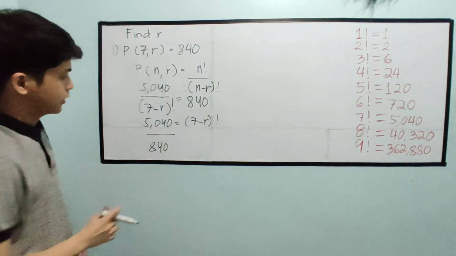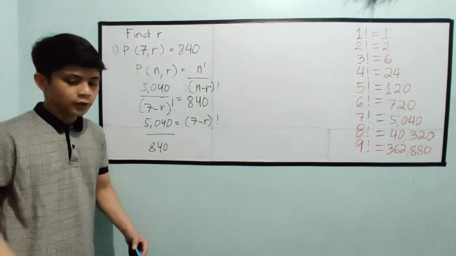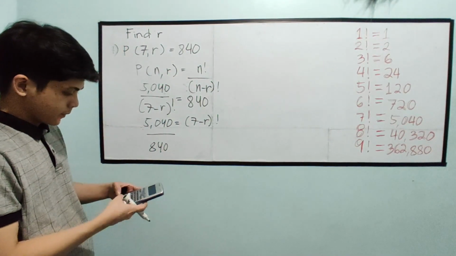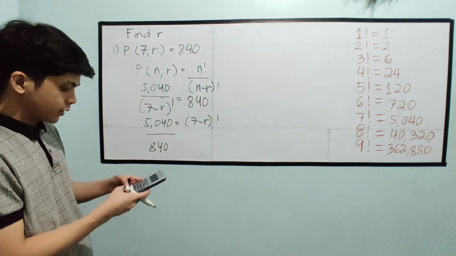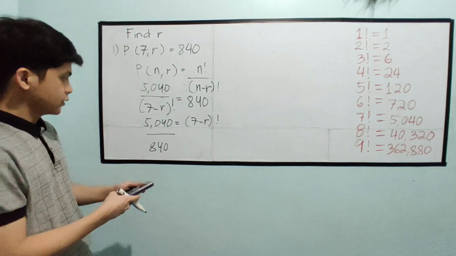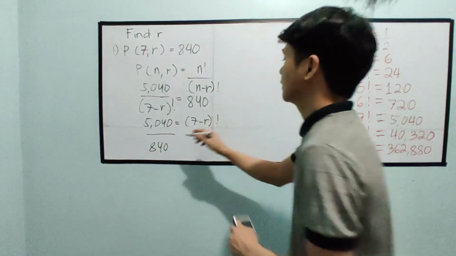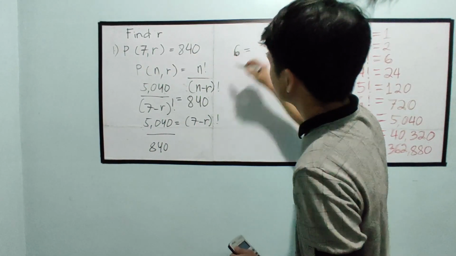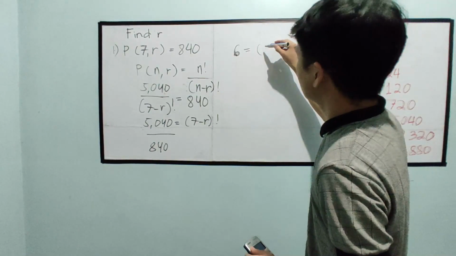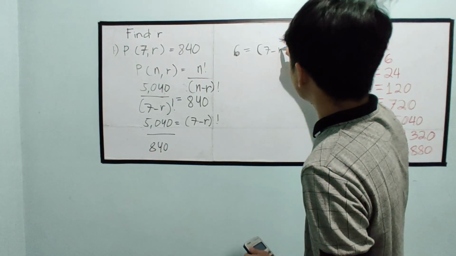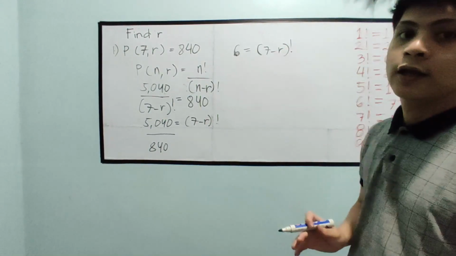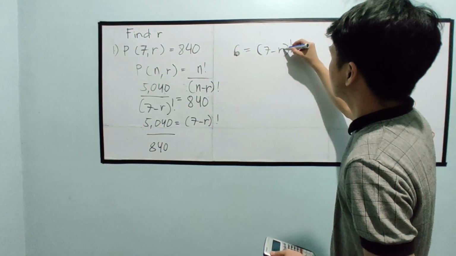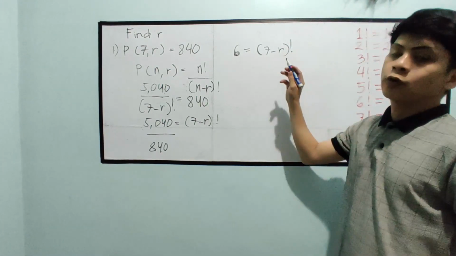Okay, ito na siya. Then, divide natin to. 5,040 divided by 840. So, 6 siya. 6 is equal to 7 minus r factorial. Now, yung r natin, nasa loob siya ng factorial. So, hindi natin siya masosolve.